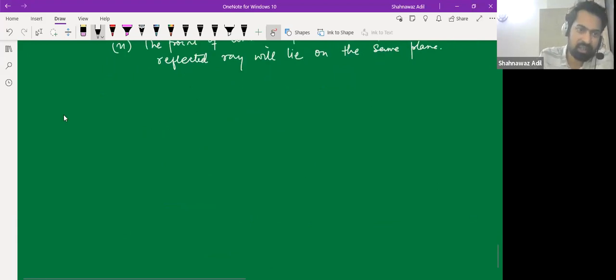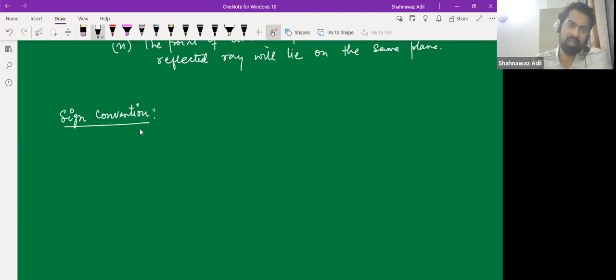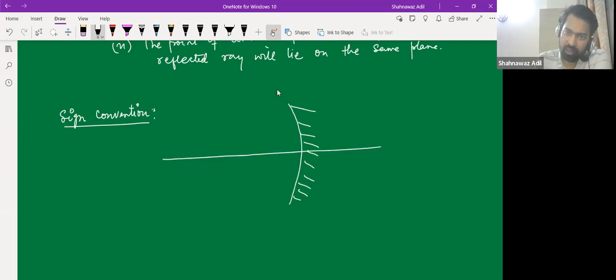Okay, and there is this sign convention also. The plane mirror is not in the syllabus, right? That we have studied in our 10th class. Spherical mirrors we have also studied, but let us recap that. So we have this spherical mirror, and let's say this is the pole. This is called the principal axis, and whatever point this principal axis cuts the mirror, that is called the pole, right?